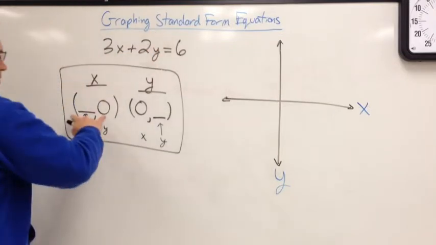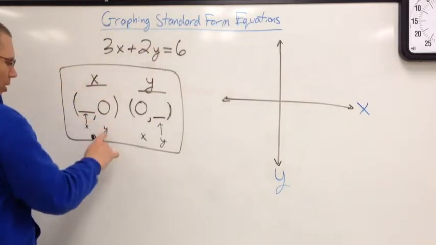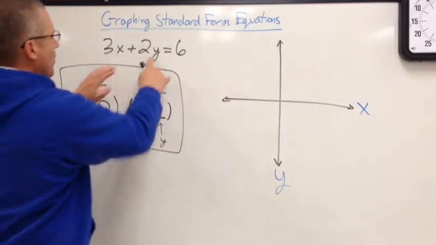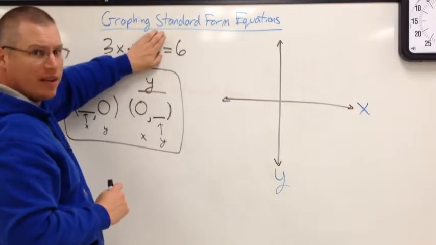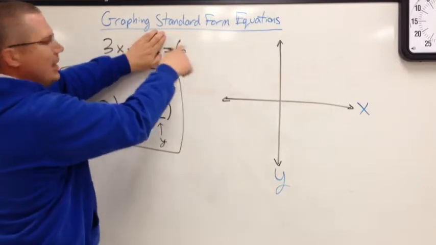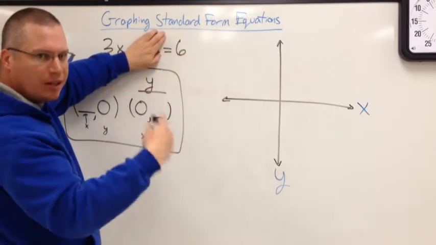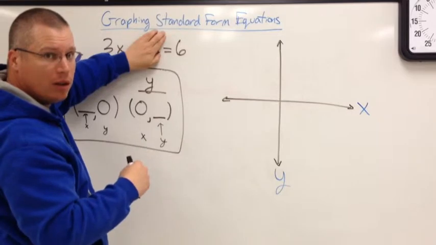So watch what I did. I'm doing the x-intercept. So the y was 0, so I'm going to cover up the y term. Now, can we solve this very simply? 3x equals 6. If 3x equals 6, what does x equal? Hopefully you say 2.